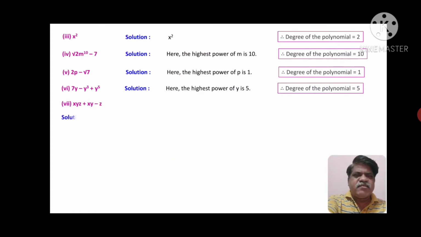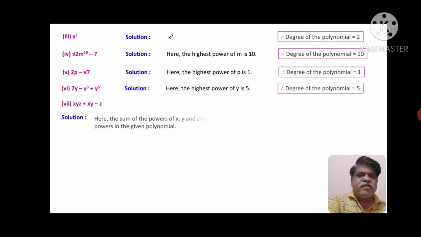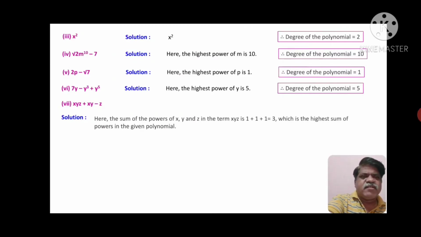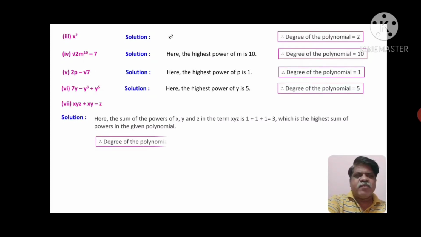Friends, here you could find that the sum of the powers of x, y and z in the term xyz is 1 plus 1 plus 1, which is equal to 3. So this is the highest sum of the powers in the given polynomial, therefore the degree of the polynomial here will be equal to 3.